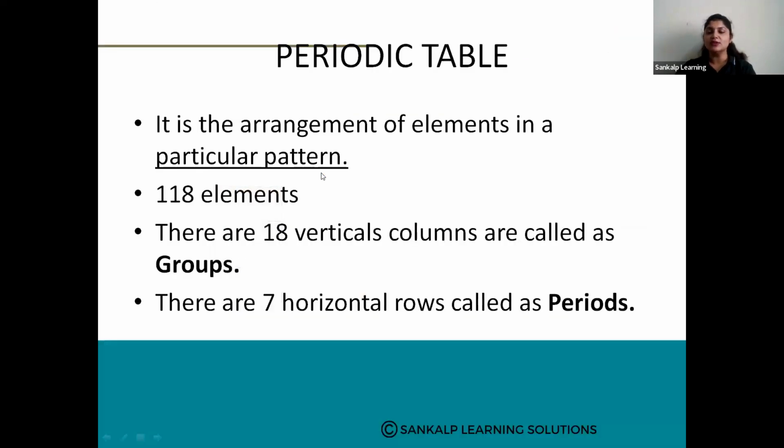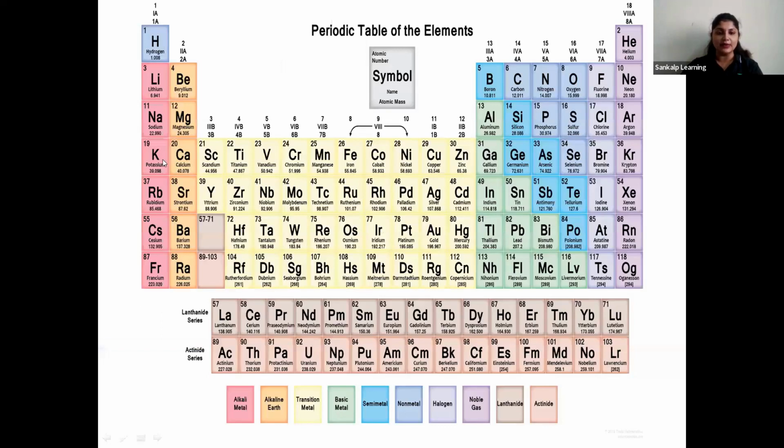Further, Moseley came and gave the modern periodic law. The modern periodic law says that the elements are arranged according to increasing atomic number. When you arrange the elements in increasing atomic number, you get 18 groups and 7 periods.